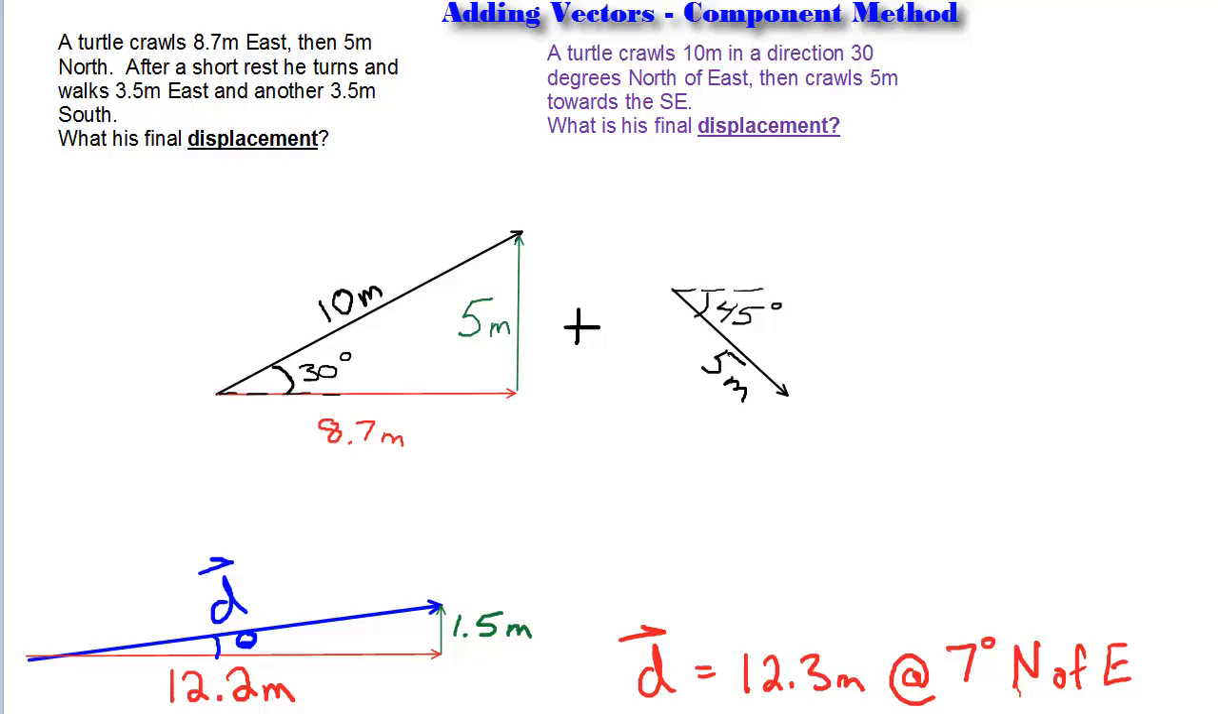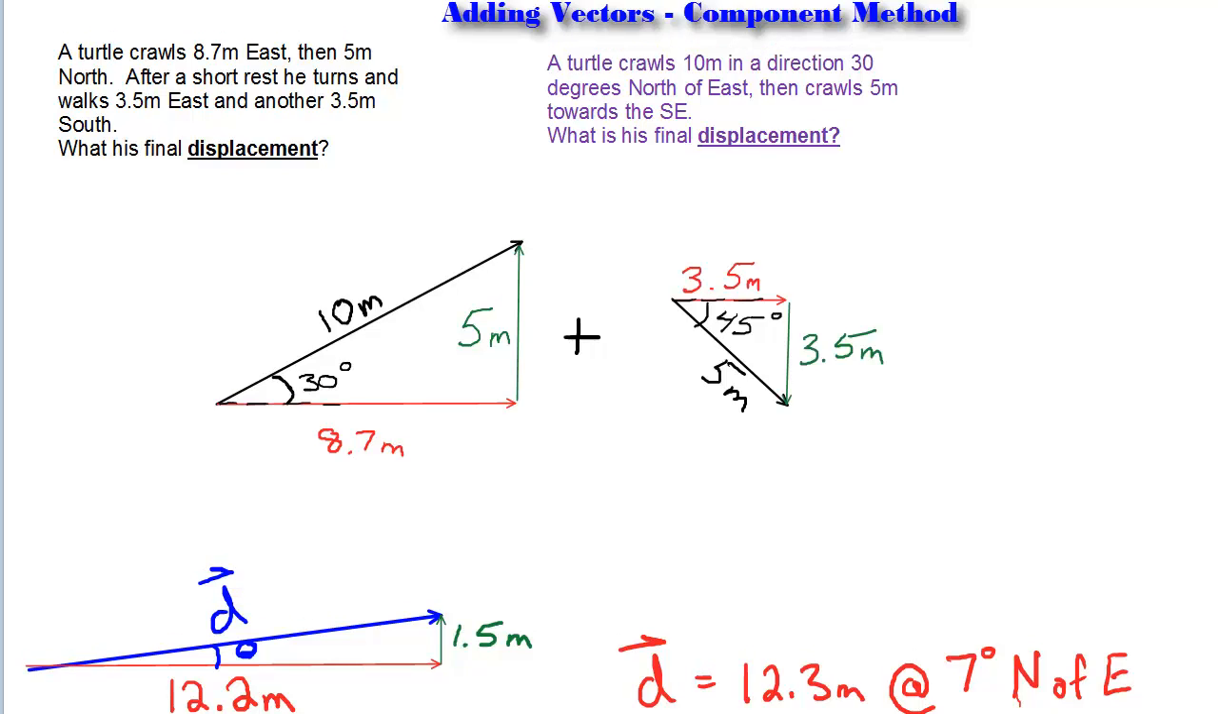So notice what we've done. We've taken a vector that's at a funny angle, 30 degrees, and we've simplified it by saying if I walk 8.7 meters east and 5 meters north, I achieve the same results. So I've rewritten my 10 meter vector as horizontal and vertical. We could even remove it if we like and finish the question from there. But let's leave it in for now. If we do the same thing with our 5 meter vector and figure out what the two components are of this, we get the following.